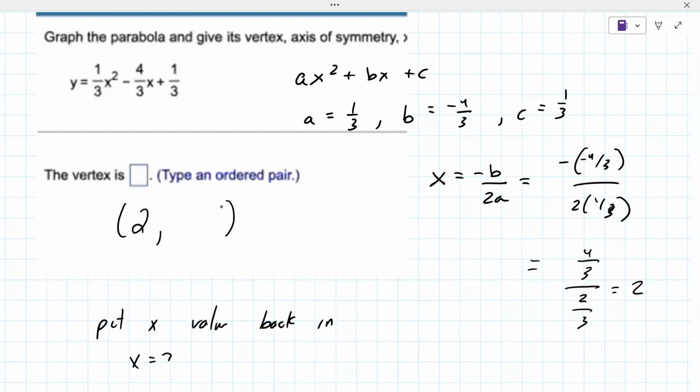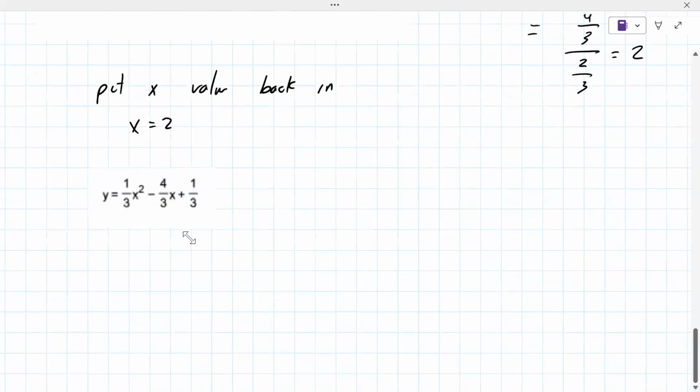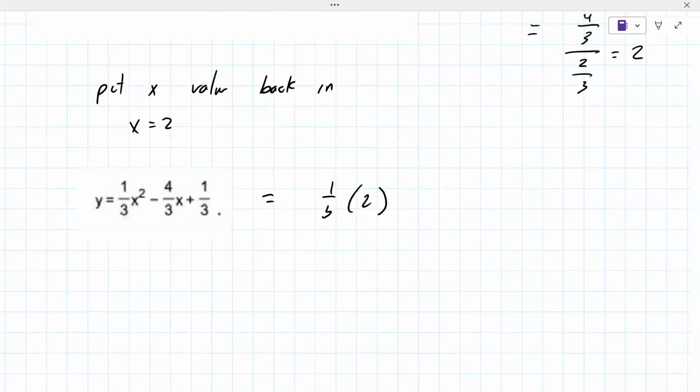So x equals 2 back into the original, which again, calculator is your friend. So this is 1/3 times 2 squared minus 4/3 times 2 plus 1/3. Let me grab my calculator.